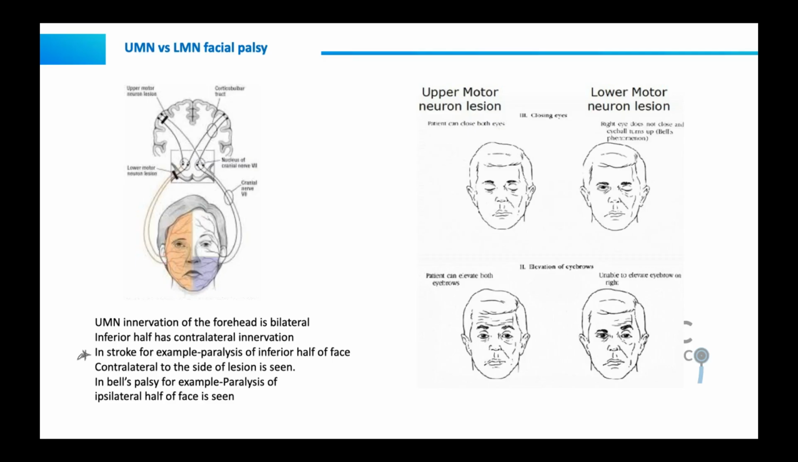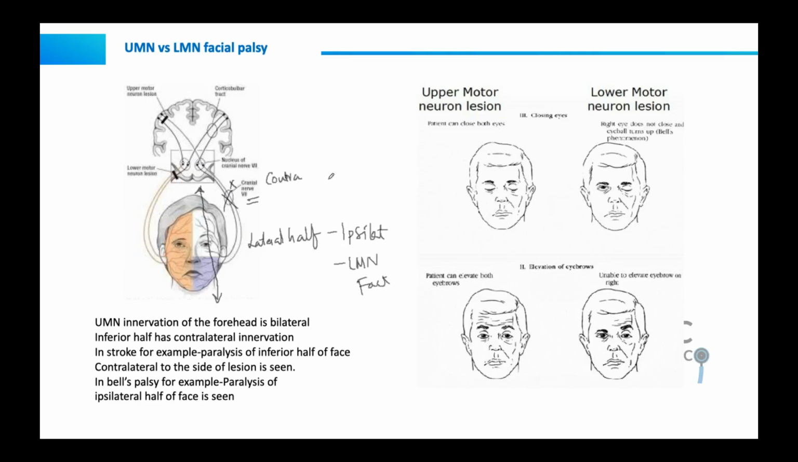Whereas you take an example of Bell's palsy, which is complete damage. So irrespective of the innervation, the damage is on the same side. So you will see the ipsilateral loss of facial sensations on the lateral half. So lateral half, ipsilateral, is LMN type, that is, lower motor neuron is getting damaged, right? LMN type of facial nerve paralysis.